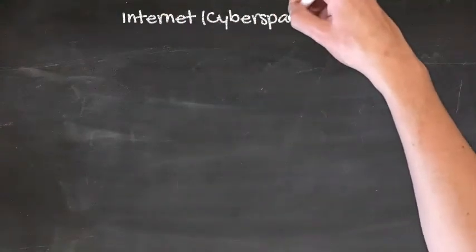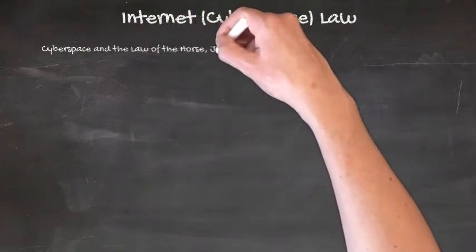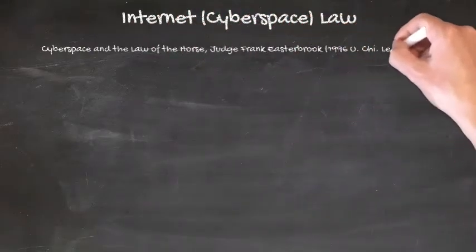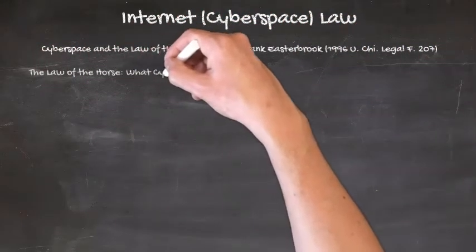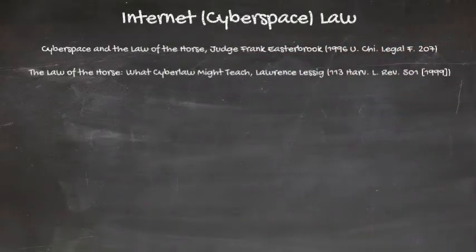Now let's talk about internet or cyberspace law. Most of this material is in the book, but I'm going to talk first about the law of the horse. The law of the horse came about 25 years ago when the internet was first starting to be commercialized. Judge Easterbrook basically likened cyberspace law to the law of the horse. There was no area of the law called the law of the horse.